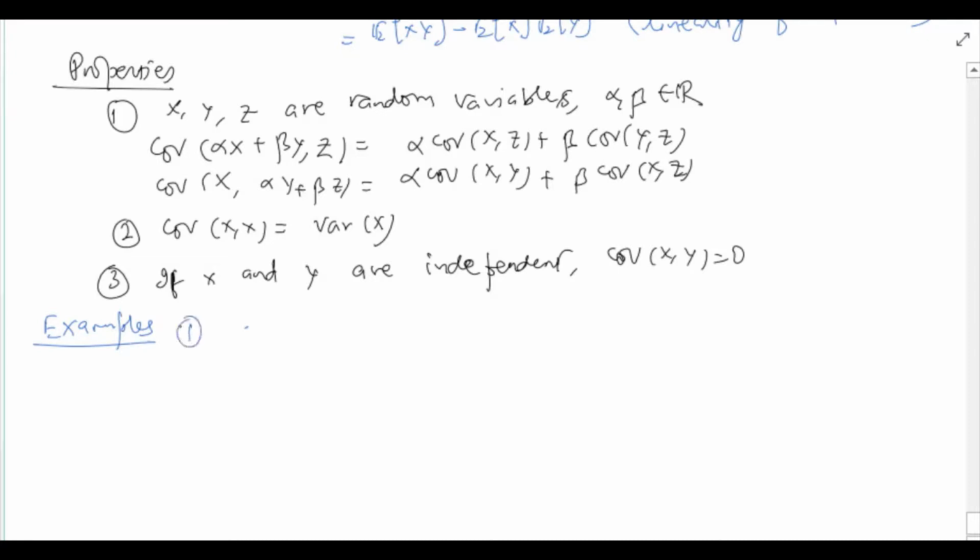The first example illustrates that X and Y need not be independent for their covariance to be 0. Suppose X is a random variable with expectation 0 and the third moment of X is also 0. Let Y be X squared, then certainly X and Y are not independent.